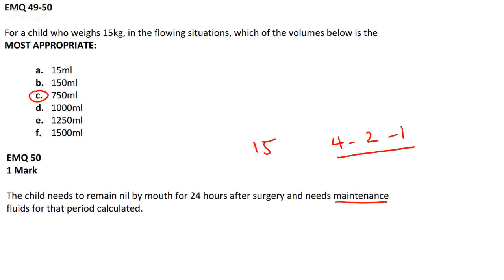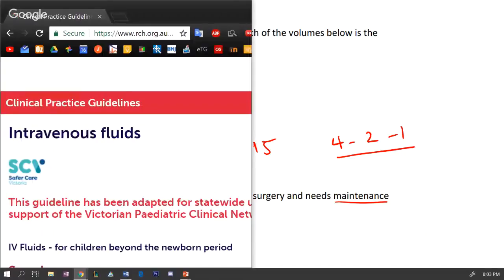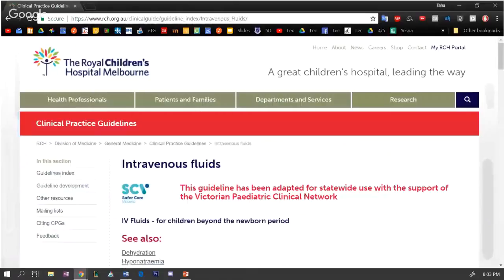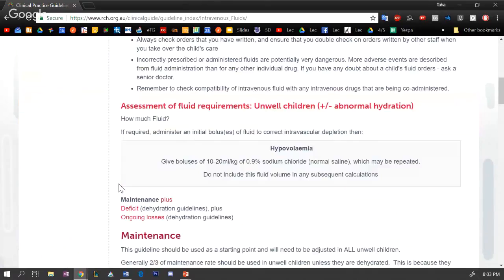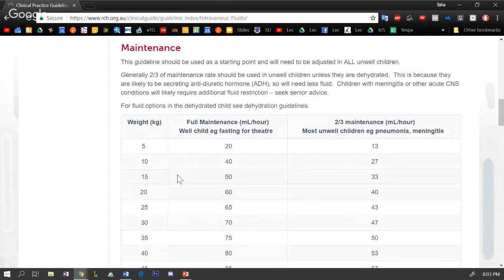To calculate, RCH, IV fluids. Can you see that? I know you can't see that. Okay, what I'm trying to do, let's have a look. Where's my mouse? On the left side of the screen, and now you just jump back. There it is. Okay. So maintenance. If you look at the weight, 50. So 50 mils per hour. Okay. So 50 times 15 is 750.